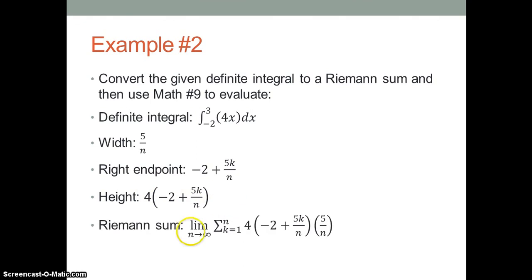And then to put it all together, our Riemann sum with the limit is the sum from k equals 1 to n of 4 times (-2 plus 5k over n). This is our height, multiplied by our width, which is 5 over n, and then we do the limit as n goes to infinity. Now, you didn't necessarily need to know that to plug this into your math number 9. It's just a matter of recognizing how these two are related to each other. Notice the 4 times x is our right endpoint, and then the width of our interval is 5 over n. That's our dx part. And if we go to math number 9, we get the value of 10.